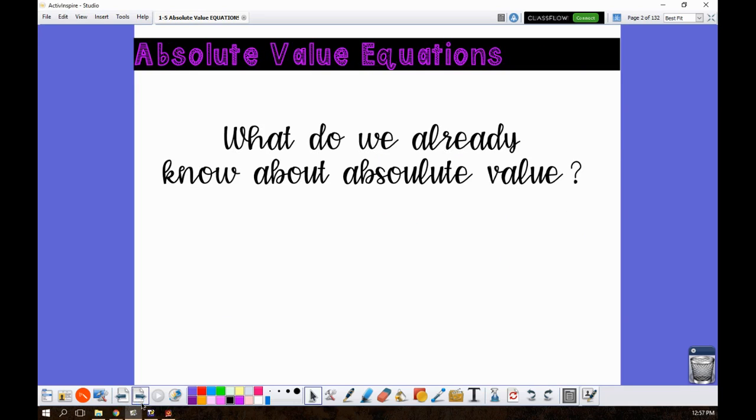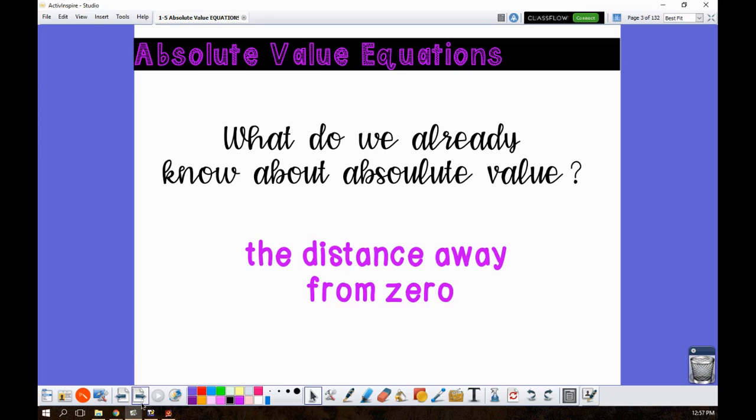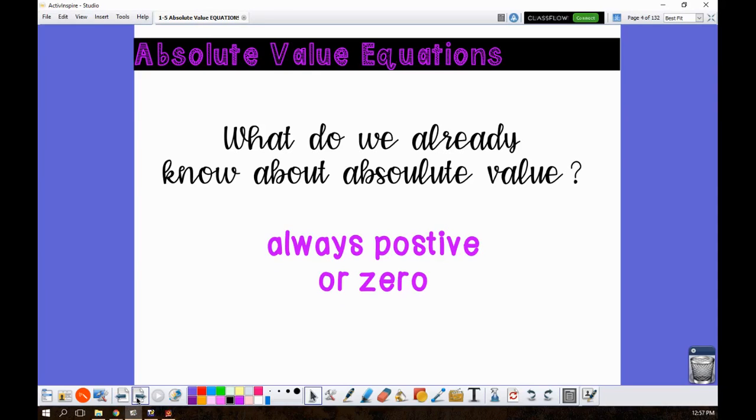So the first question I have for you is, what do we already know about absolute value? I'm sure some of you in your head have just said it's the distance away from zero. That's the actual definition. If you said something like, I know it's always positive or zero, that's true because distance is zero, or distance is always positive, or it doesn't exist at all. You can't measure distance with a negative number. You wouldn't say I stay negative 6 feet away from you. That doesn't make any sense.